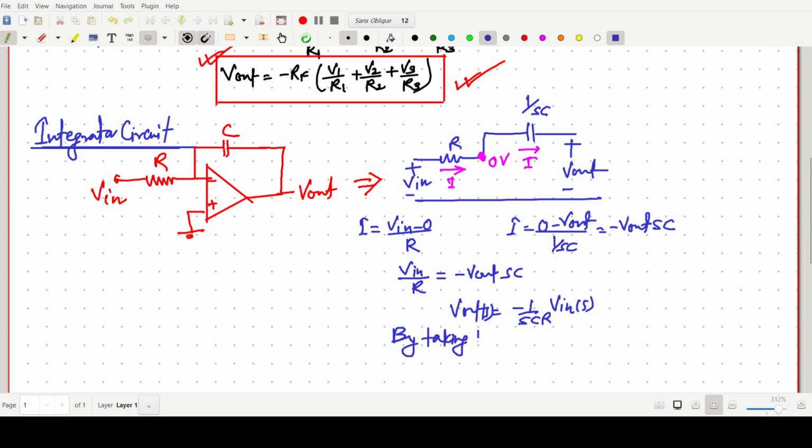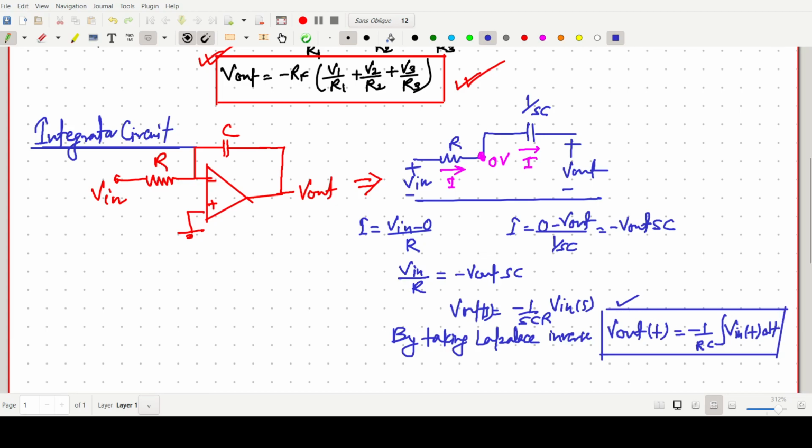So now by taking Laplace inverse, one can write V output t equals to minus 1 by RC integral of V in t dt. So this one is the final expression. Very simple, but we have to know the integration formula of Laplace.